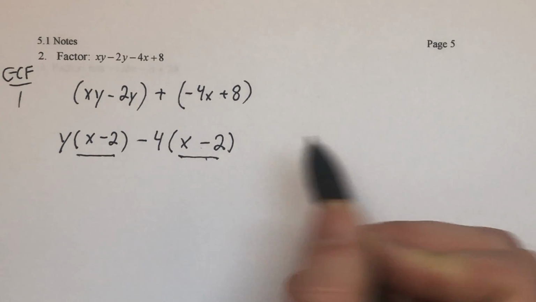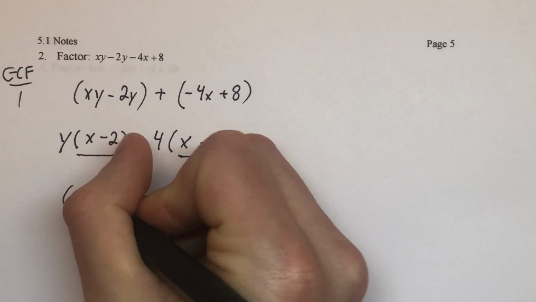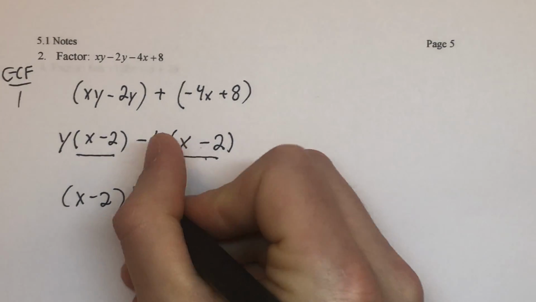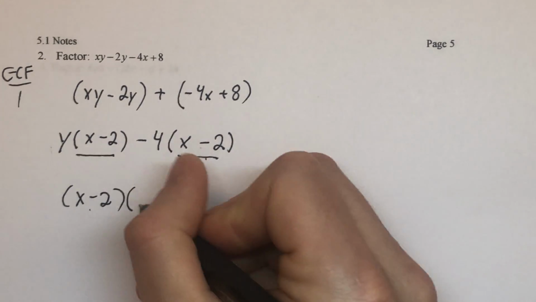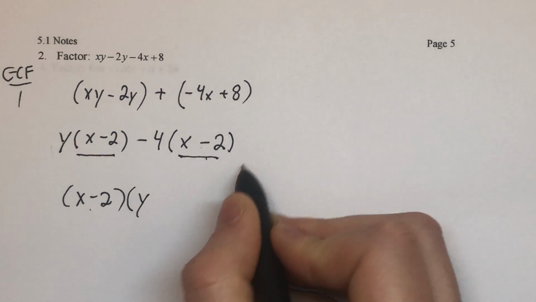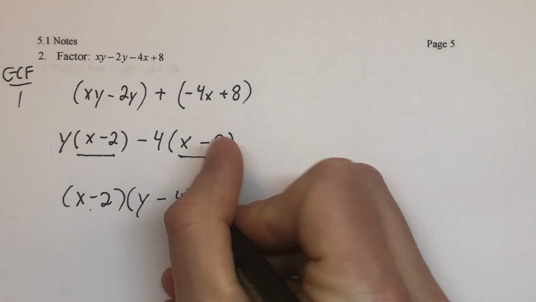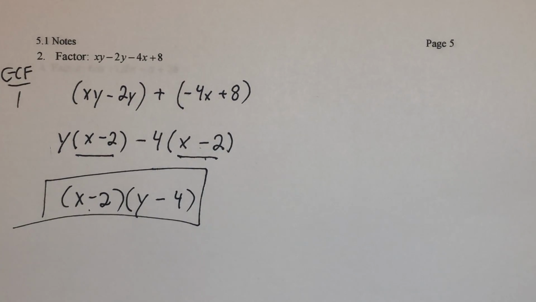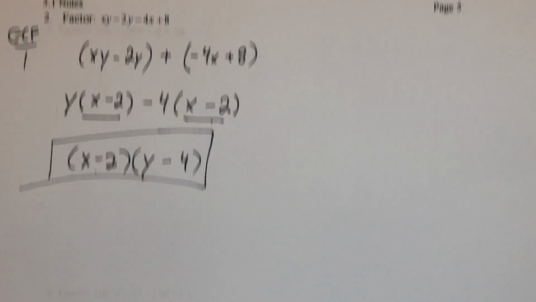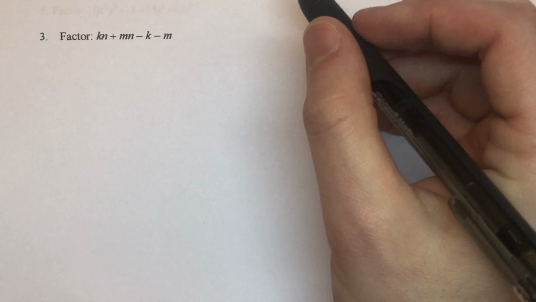But now they match, call it the big GCF, factor it out front, and then the question of what's left over. X minus 2 out of this term leaves you with just y. X minus 2 out of that term leaves you with minus 4. And there's our factored form. Moving on to the next one.